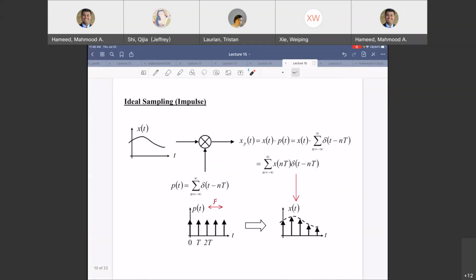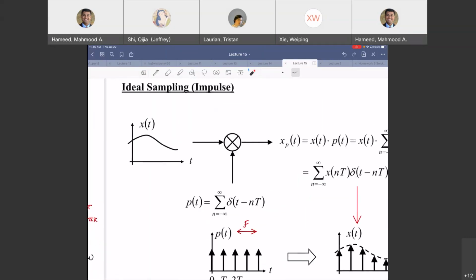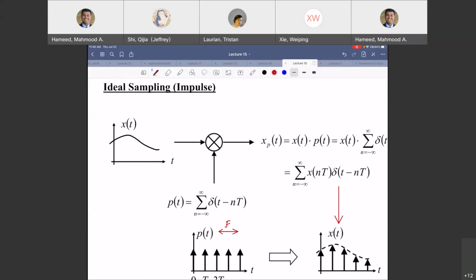Okay, next, let's take a look at ideal sampling. Ideal sampling is nothing but multiplying a continuous signal x of t with an impulse train. Impulse sampling or ideal sampling: multiply x of t with impulse train.